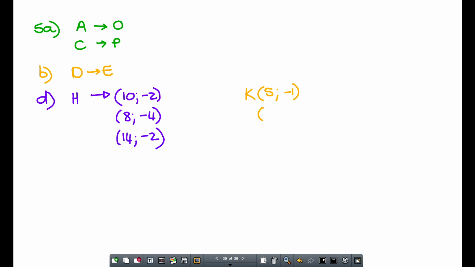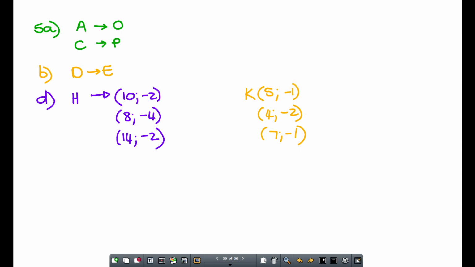And 4, minus 2, and 7, minus 1. Okay, so let's have a look. Look at what happened. It went from 10 to 5. So what do you think? Divide by 2. Okay, let's just double check. Minus 2, if I divide that by 2, it's going to give me minus 1.